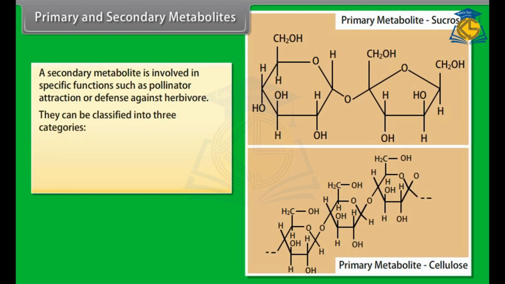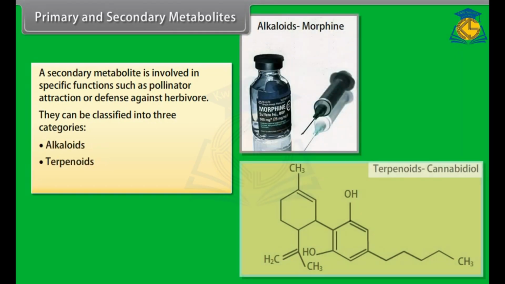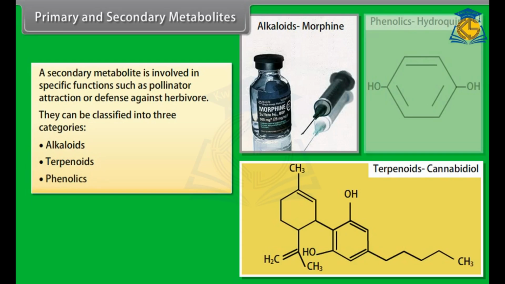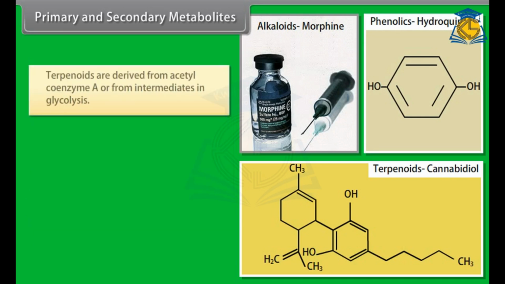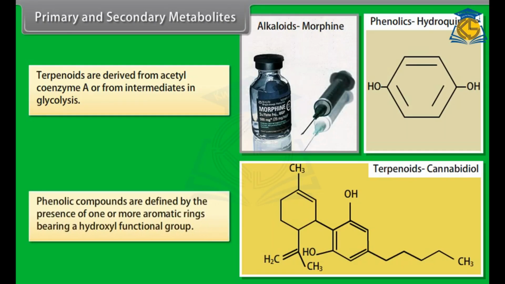Secondary metabolites can be classified into three categories: alkaloids, terpenoids, phenolics. Alkaloids are a large group of nitrogen-containing compounds. Terpenoids are derived from acetyl coenzyme A or from intermediates in glycolysis. Phenolic compounds are defined by the presence of one or more aromatic rings bearing a hydroxyl functional group.